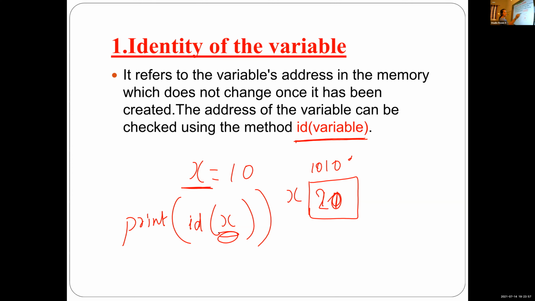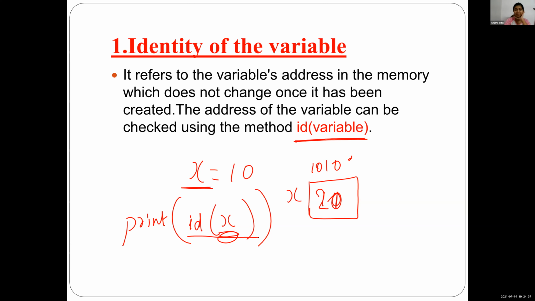In this case, what is the result of this print id of x? What is the output of this statement? Anjana? What is the meaning of this statement? For what purpose are we using this id of x? id of x is used for displaying the address of x.